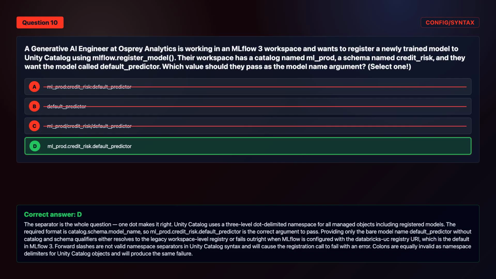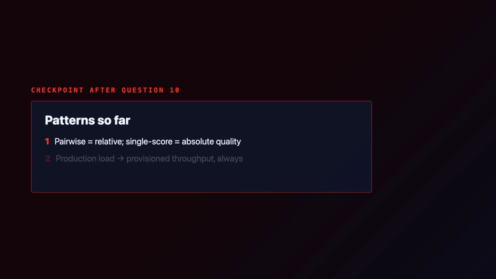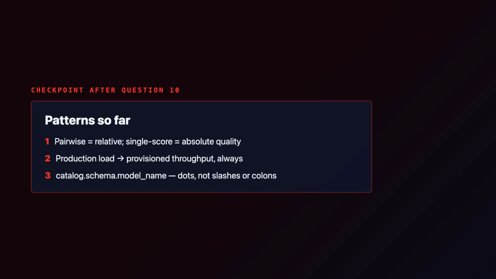Forward slashes are not valid namespace separators in Unity Catalog syntax and will cause the registration call to fail with an error. Colons are equally invalid as namespace delimiters for Unity Catalog objects and will produce the same failure. Pairwise evaluation captures head-to-head preference that absolute scores miss. Unity Catalog naming is a pure syntax test: 3 separated segments, no exceptions, no slashes.